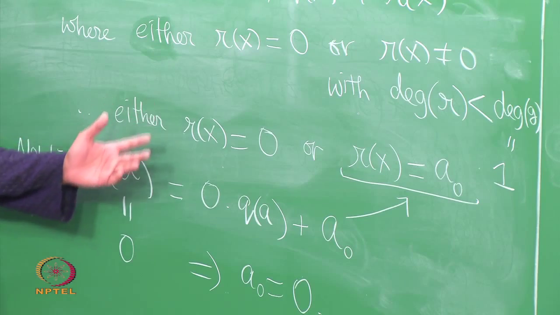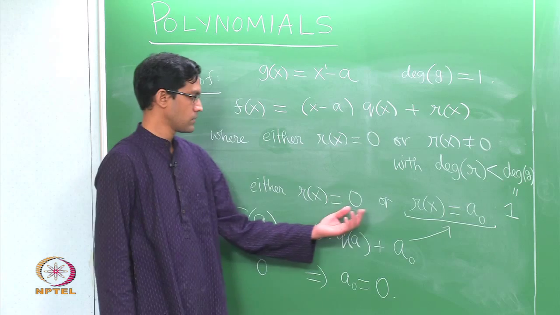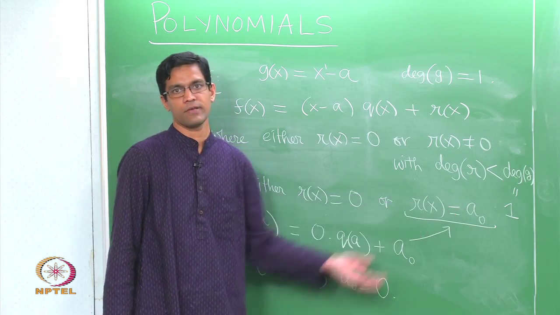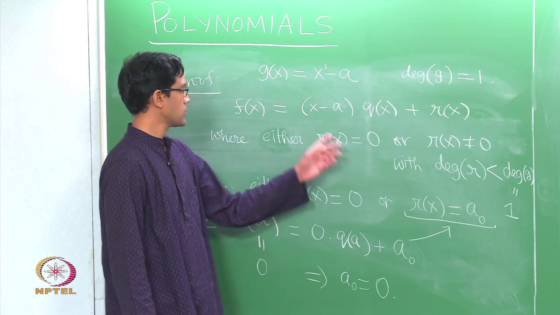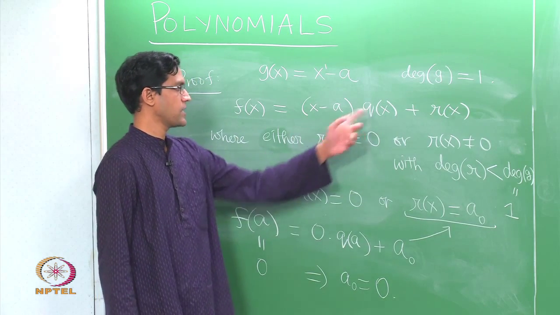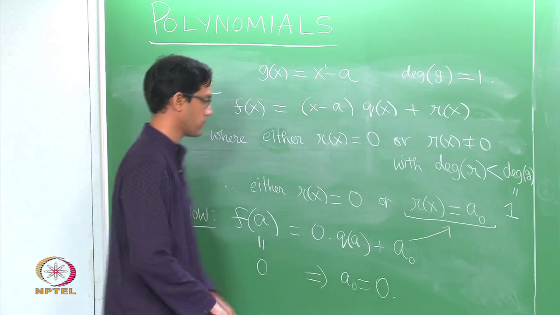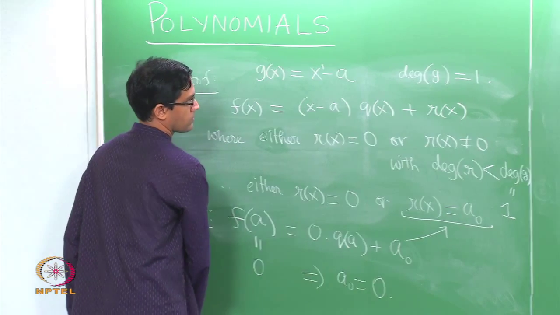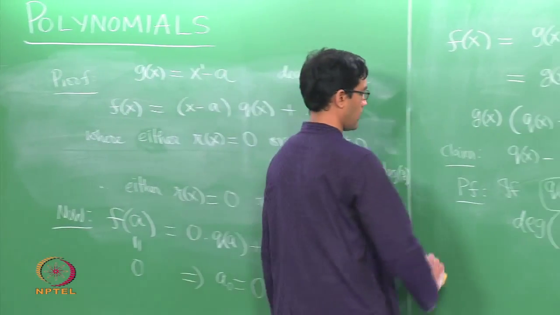Okay. So what does that mean? It says that the remainder can't really be a non-zero constant. We conclude that the remainder is 0, so that tells you that f of x is just x minus a times q of x. You do not have any remainder term there. So that is exactly what we wanted to conclude.